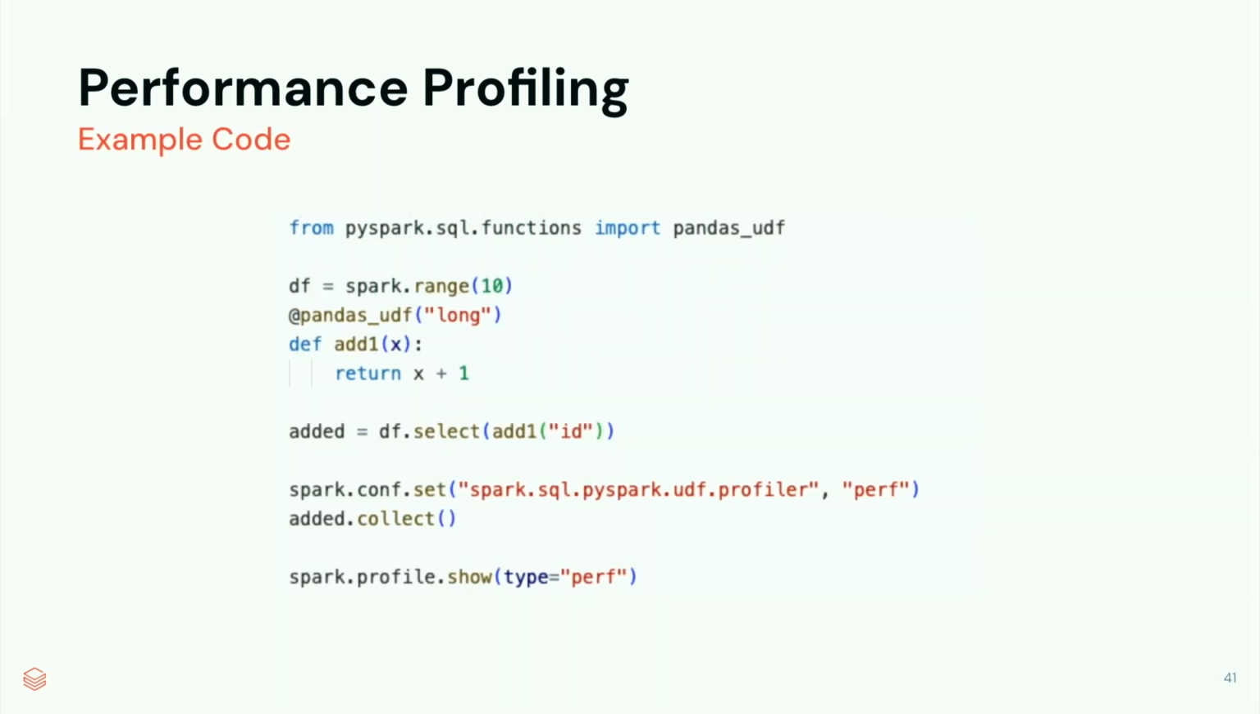This example shows how easy it is to profile a UDF. Here we define a very simple pandas UDF called add1, very intuitive, just adding 1 to a number. Here we register the performance profiler using the Spark conf. Then we execute the UDF add1 using the client. And then we call the show API we just mentioned.